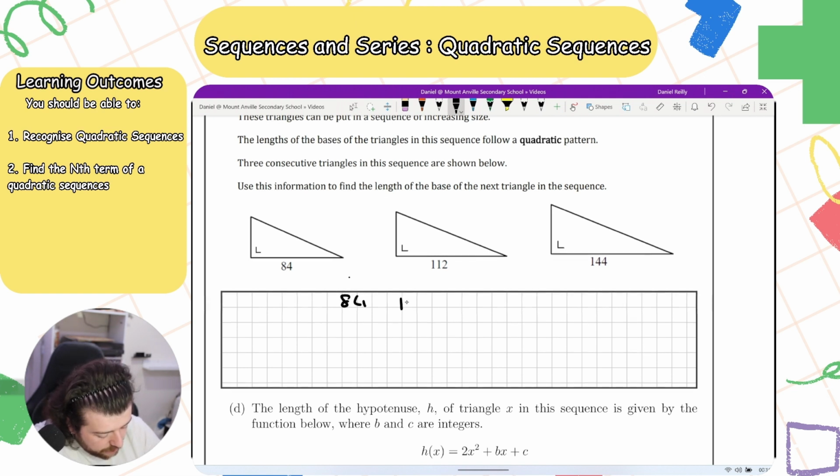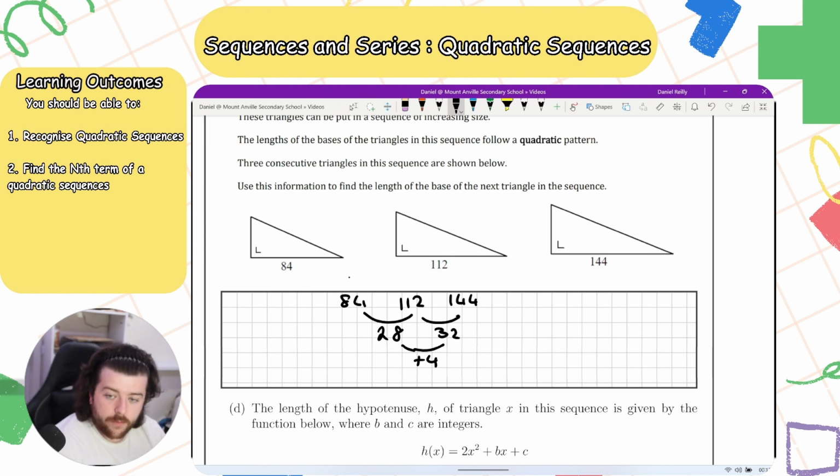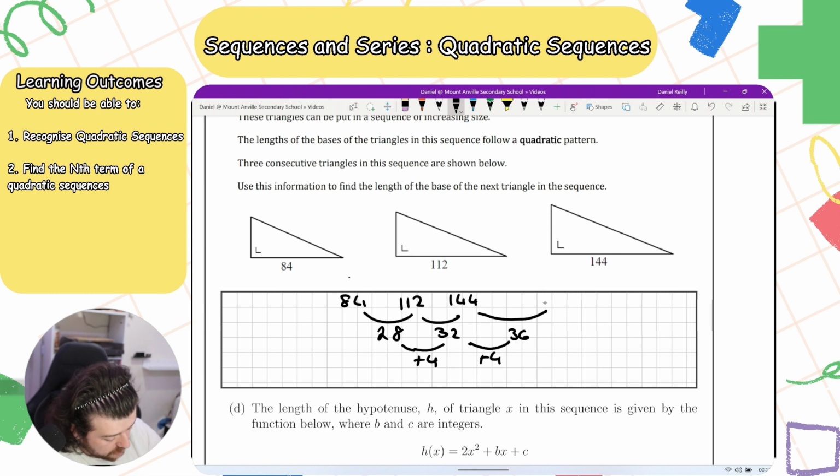So 84, 112, 144. So the first difference here is 28. And then the difference here is 32. And the second difference then is going to be 4. So we know it's a quadratic pattern. So therefore, 4 plus 32 is 36 because it told me it is. And then 144 plus 36 is 180. Therefore, the answer is 180.